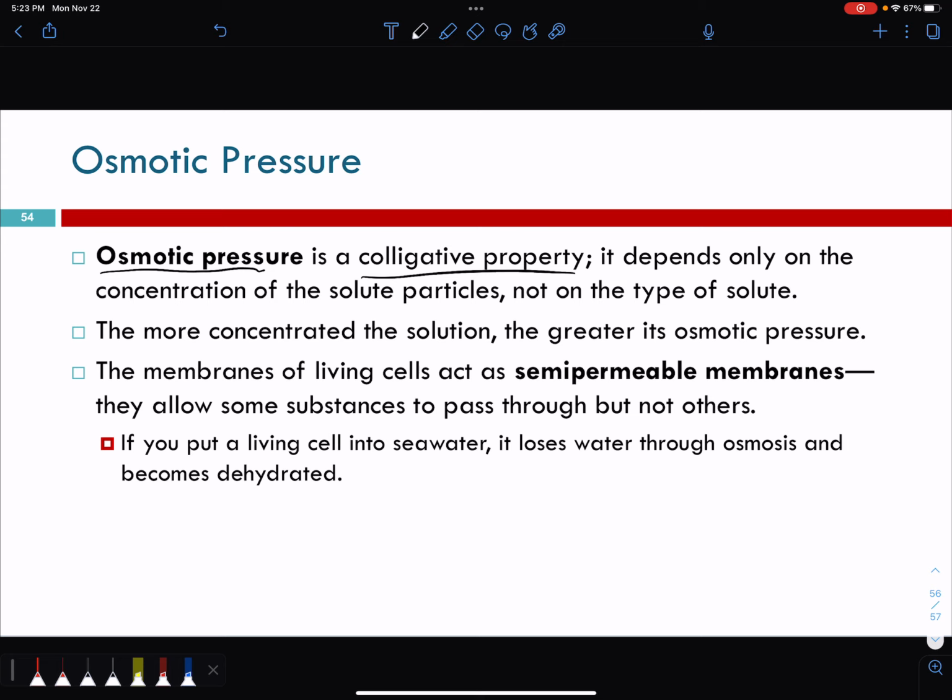The membranes of living cells act as semi-permeable membranes, and they allow some substances to pass through, but not others. So if you put a living cell into seawater, it will shrivel up because the osmotic pressure of the seawater is so high.